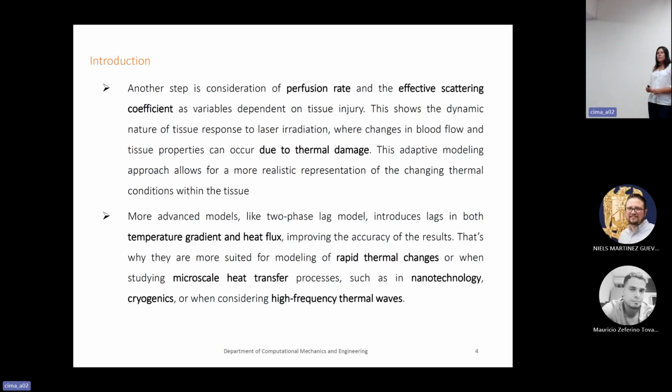And we can create more complicated models. So another step is getting more advanced models like the dual-phase lag model or the three-phase lag model. We can introduce lags. For example, in the dual-phase lag model, we introduce a lag in the temperature gradient and heat flux. And of course, we are improving the accuracy of the results. And those models are especially applied when we analyze rapid thermal changes, studying microscale heat transfer, and also in nanotechnology, cryogenics, or when considering high frequency thermal waves.